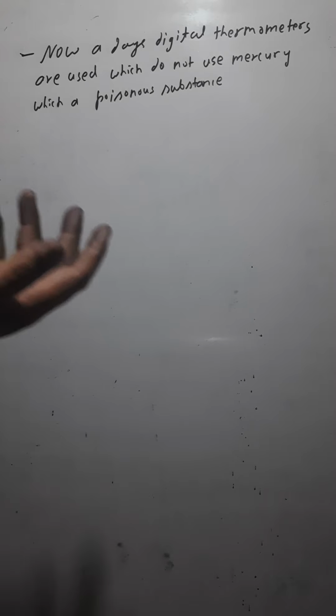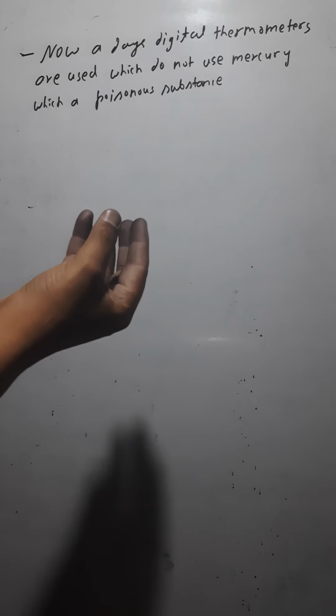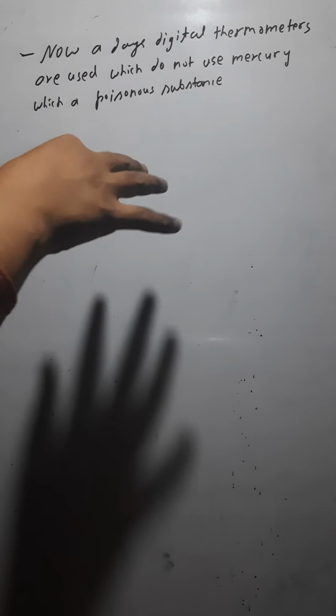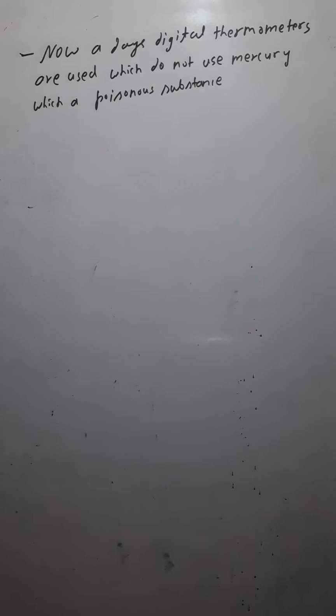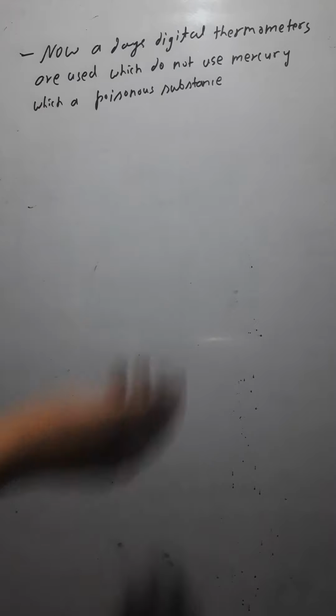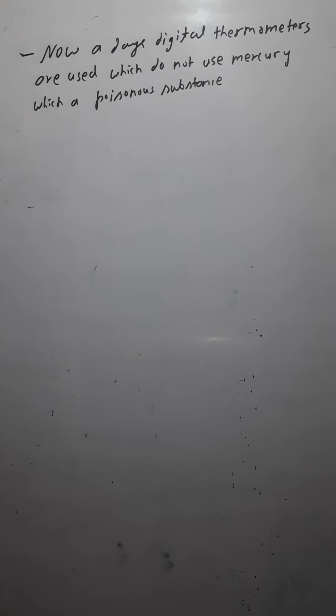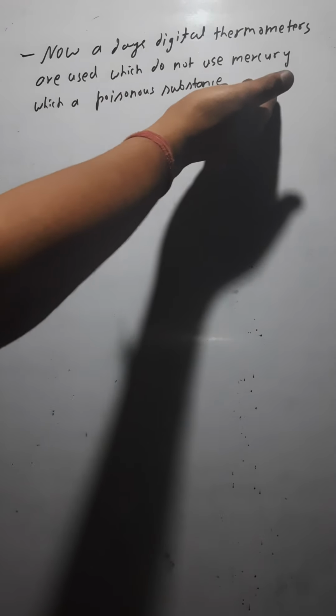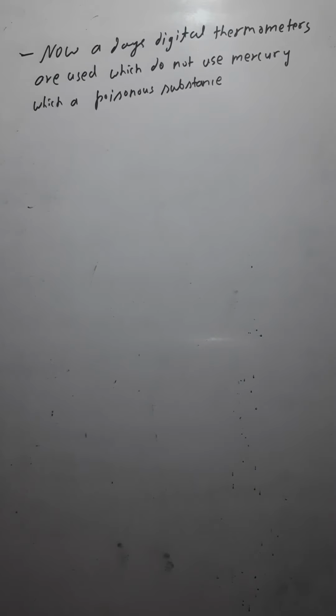And you might have seen that in the clinic nowadays we are not using the thermometer with mercury. Mercury thermometers are not used nowadays. Why? Because mercury is a very poisonous substance. Sometimes the thermometer breaks, and it is not easy to dispose of the mercury, and it is very poisonous also. That is why there is a lot of concern regarding this.